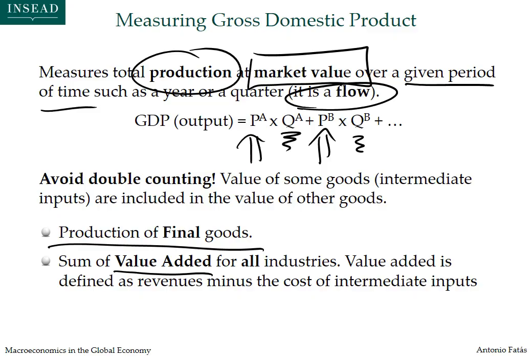In practice, that means that we're going to look at the revenues minus the cost of intermediate inputs. That's going to be the definition of value added. And if we add all the value added across all companies or sectors, we're going to get the GDP.